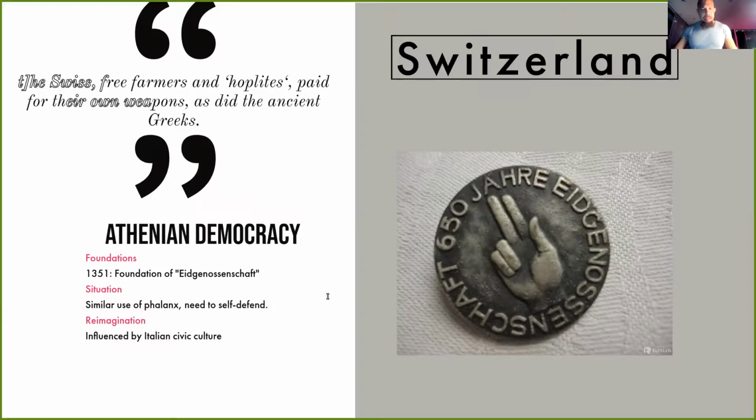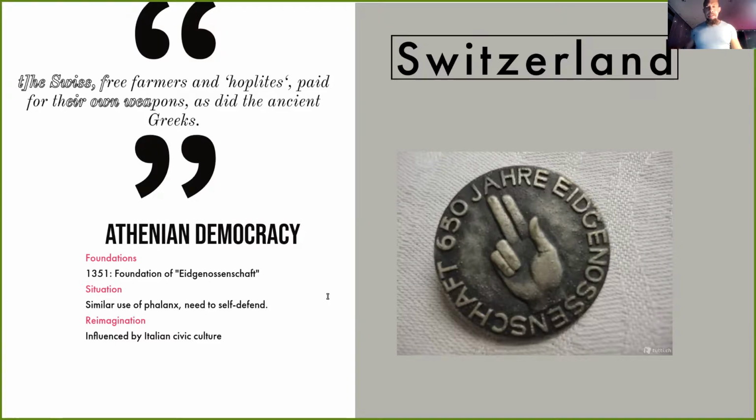Economou and Kyriazis say that the true rebirth of democracy, and indeed in its direct form as in ancient Greece, occurred in a hitherto forgotten region of Europe, mountainous Switzerland. Certainly, as the authors correctly note, there were certain similarities between the two peoples, including dependence on agriculture. Additionally, as they suggest, their military organization resembled the Greek phalanx, in that the Swiss free farmers and hoplites paid for their own weapons, as did the ancient Greeks.